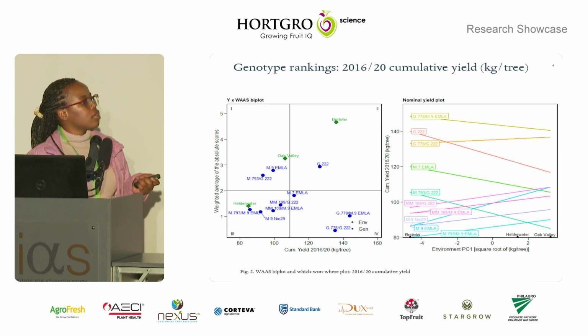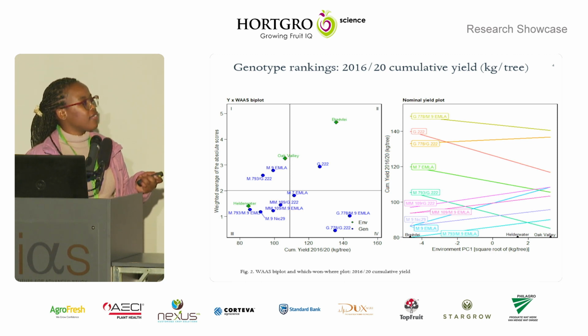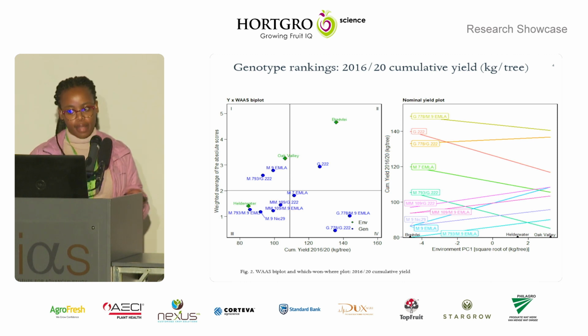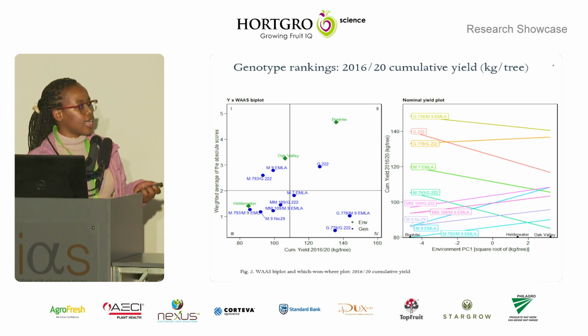Then just jumping to quadrant 4, the most stable and highly productive genotypes were M7 EMLA, G7789 with M9 EMLA, and also with 222 as the interstem. Looking at the nominal yield plot, we see that G778 and M9 had the highest cumulative yield across all 3 sites, which were Breevlei, Aldewater, and Oak Valley. We also see that G222 was highly unstable, which can be seen by the gradient of that line.